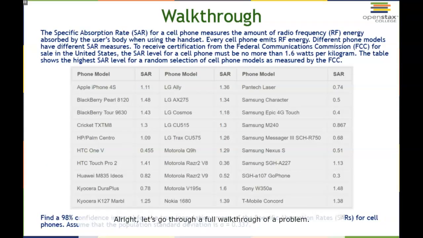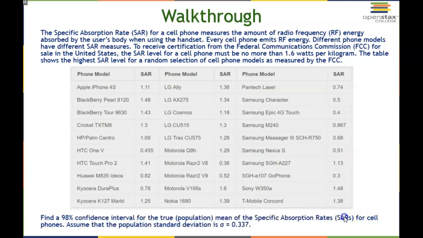All right, let's go through a full walkthrough of a problem. The specific absorption rate, SAR, for a cell phone measures the amount of radio frequency, RF, energy absorbed by the user's body when using the handset. Every cell phone emits RF energy. Different phone models have different SAR measures. To receive certification from the FCC, the Federal Communications Commission, for sale in the United States, the SAR level for a cell phone must be no more than 1.6 watts per kilogram. The table shows the highest SAR levels for a random selection of cell phone models as measured by the FCC.